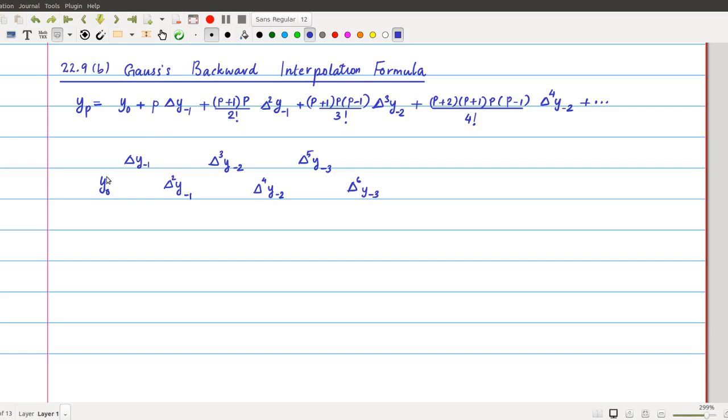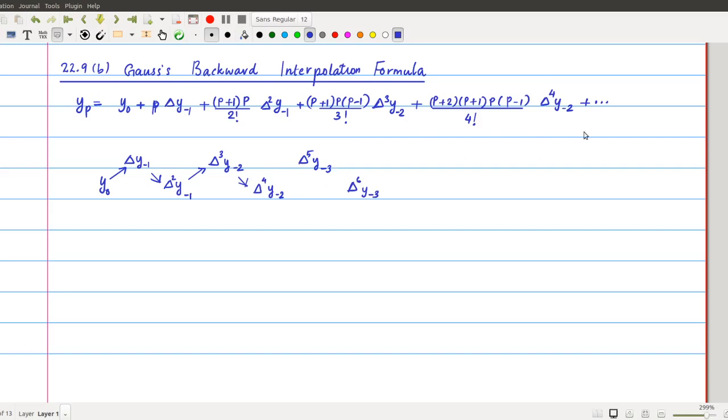From y naught, in the first term we will use y naught, and in the second term we will have this delta y minus 1 times this p. Then the next term we will have delta square y minus 1, as we have done in Gauss forward interpolation formula. So the only difference is the movement, or the selection of these values from the table. And the next term we will have delta cube y minus 2, and delta raised to 4 y minus 2, and we will write the next term also.